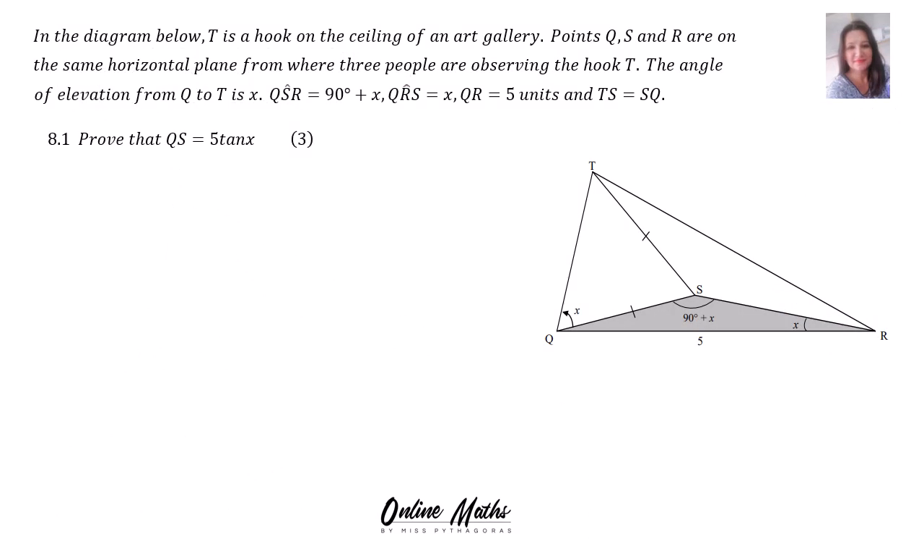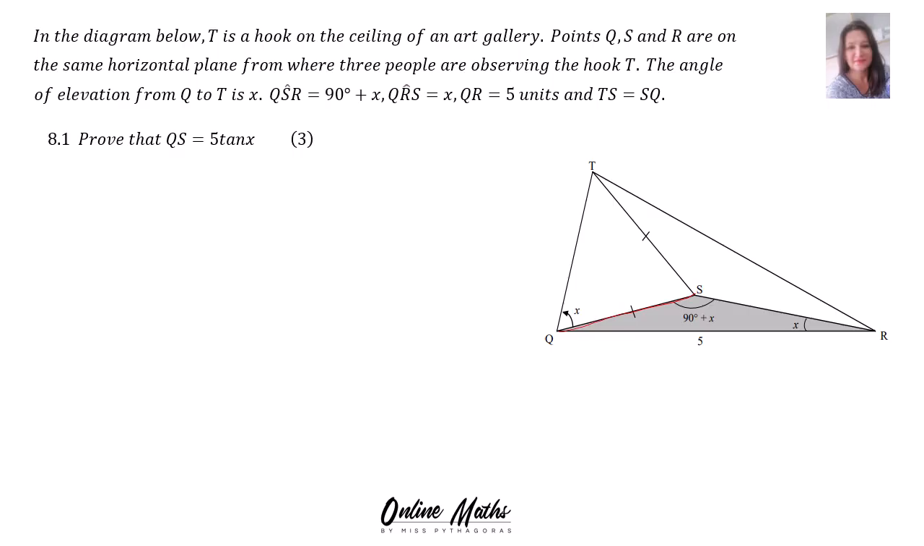In the diagram below, T is a hook on the ceiling of an art gallery. Points Q, S and R are on the same horizontal plane from where three people are observing the hook T. The angle of elevation from Q to T is X. QSR is 90 degrees plus X. QRS is X. QR equals 5 units and TS equals SQ. Prove that QS is equal to 5 tan X. QS, it's this one over there.